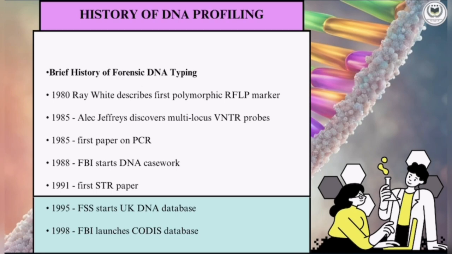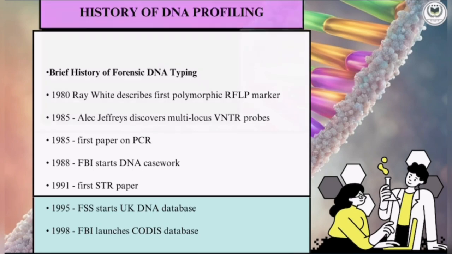In the 2000s, Y-STRs and mitochondrial DNA analysis are developed, expanding profiling capabilities. DNA databases grow significantly worldwide. At present, DNA profiling is widely used in criminal investigation, paternity testing, and identifying remains in mass disasters or missing persons cases. This technology has transformed forensic science, making it a cornerstone of the modern criminal justice system.